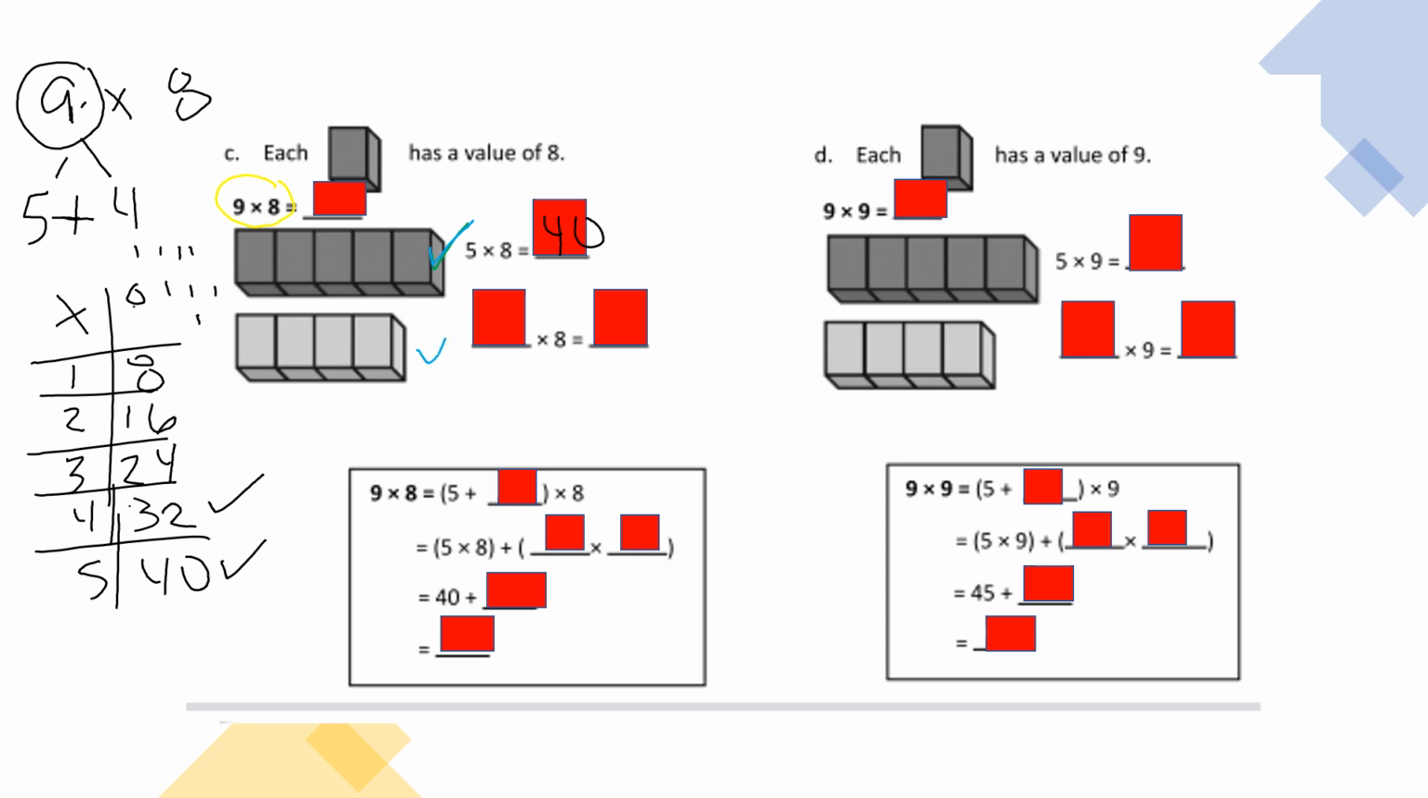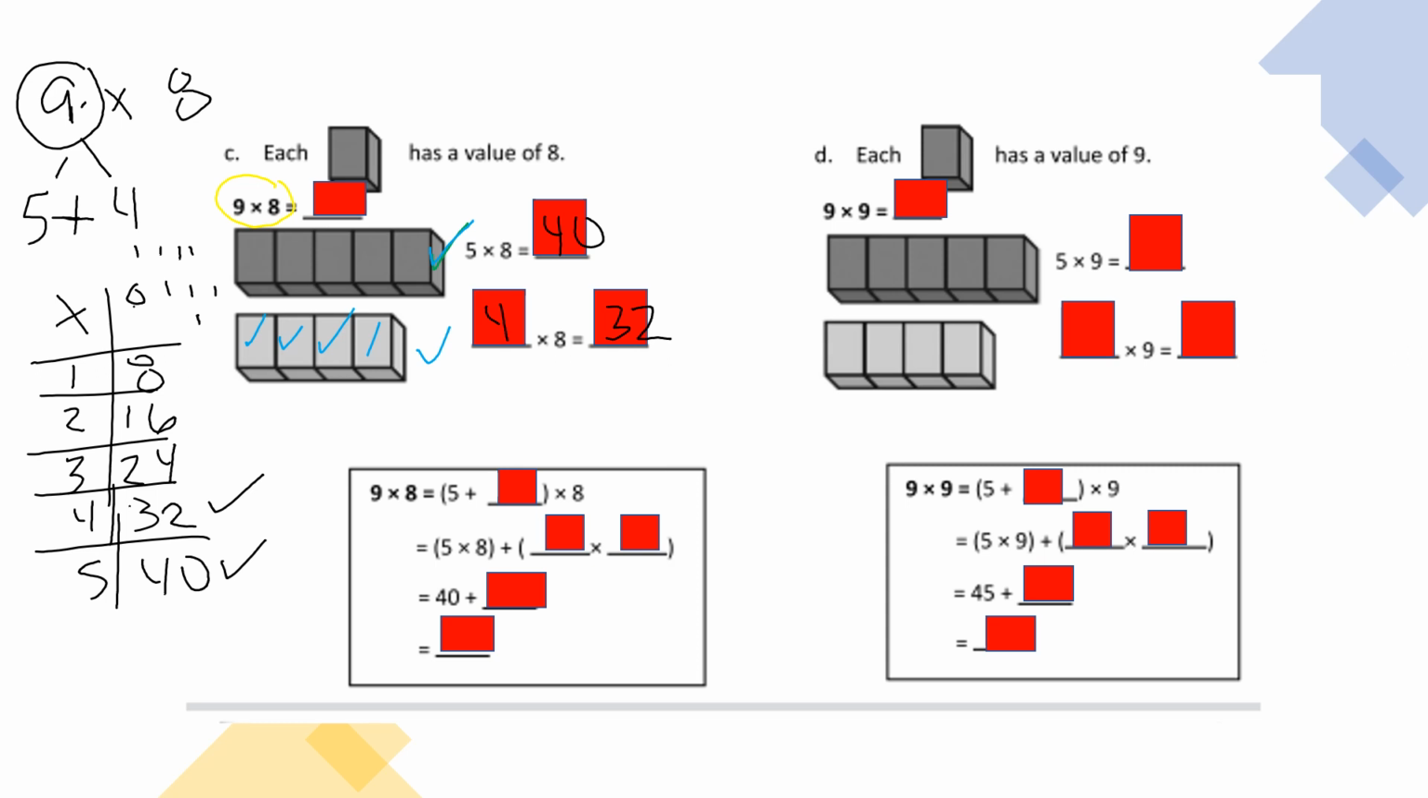Now let's look at the light gray units right here. How many light gray units do we have? Well, we have 1, 2, 3, 4. So in that first blank, we write 4. And now we have our complete equation, 4 times 8. Well, according to our ratio table, 4 times 8 is 32. We write 32 in that blank.